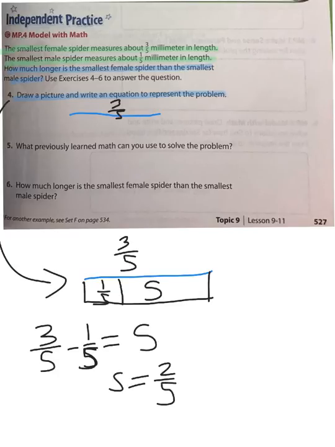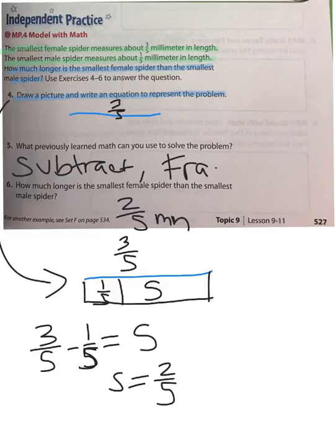I'm going to jump down to number 6. How much longer is the smallest female spider than the smallest male spider? Your answer is just 2/5 millimeters. Okay, let's jump back to number 5. What previously learned math can you use to solve the problem? Well, we know how to subtract, and we know how to use fractions.